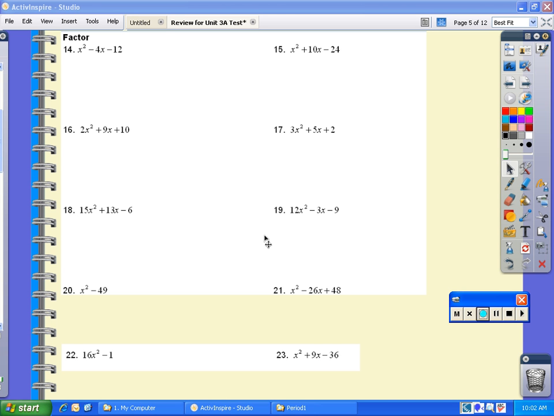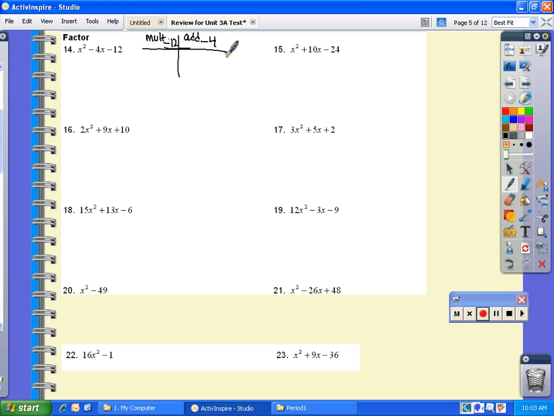Hello again. We are now going to go over factoring quadratic trinomials, which is number 14 through 23 in your review packet. So for all of these, this is where we have to find our combinations of numbers. So for number 14, we are looking for two numbers that when you multiply, you get negative 12, and when you add, you get negative 4.